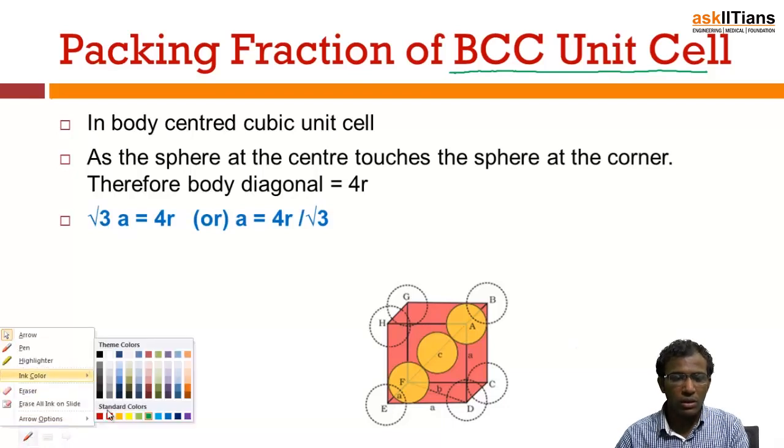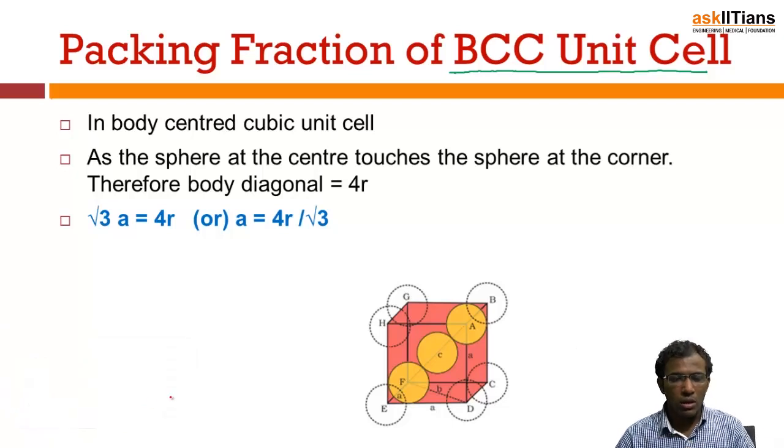If you know how the particles are touching each other, then half of the question you can easily solve. So here this is one particle, this is one more particle, and this is one more particle. So 3 particles are touching along the body diagonal. Okay. So as the sphere at the center touches the sphere at the corner, so here you can see this is radius r plus this is diameter 2r plus radius r. So total 4r is the length of the body diagonal.